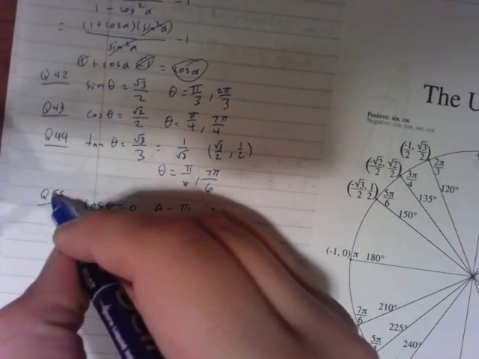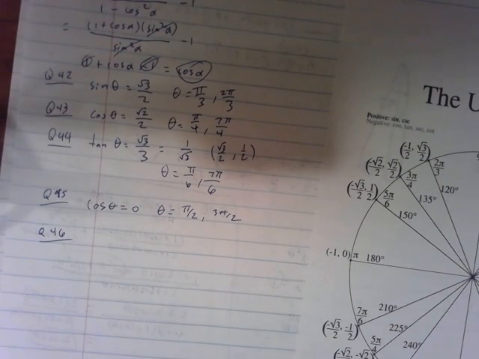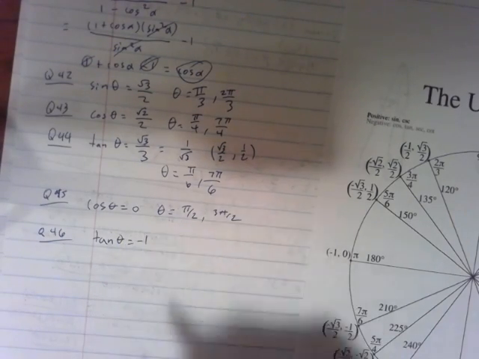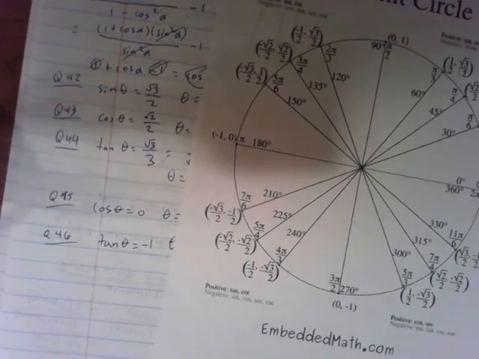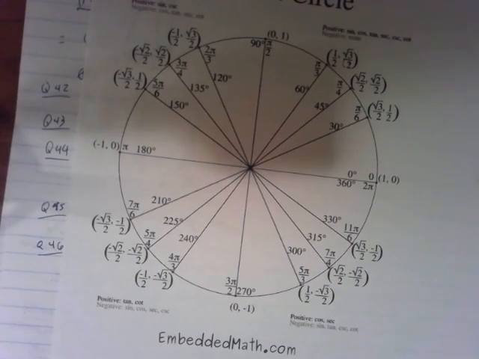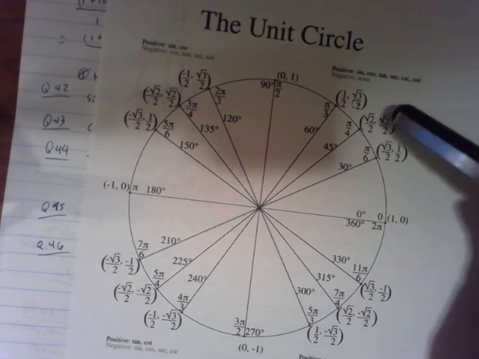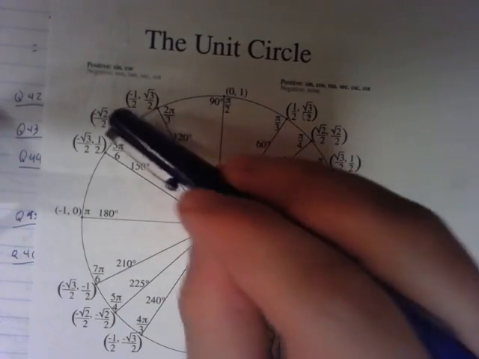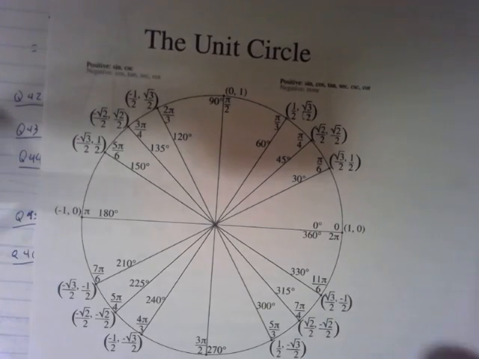So we're on question 46 now. Question 46. That one says tangent of theta equals -1. Let's find theta. This is the easy one of tangent, because the tangent is normally difficult, but if tangent equals 1 or -1, that just tells you that the y and the x need to be the same. That only happens here, over here, down here, and over here. The only difference is the signs, right?